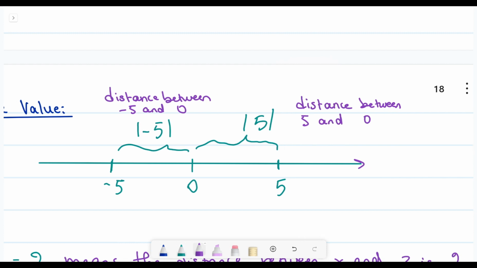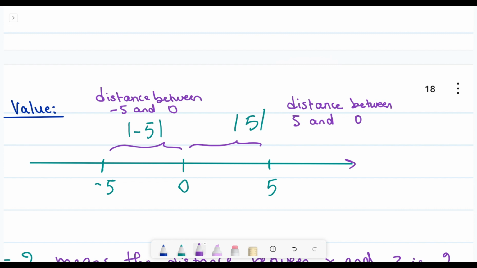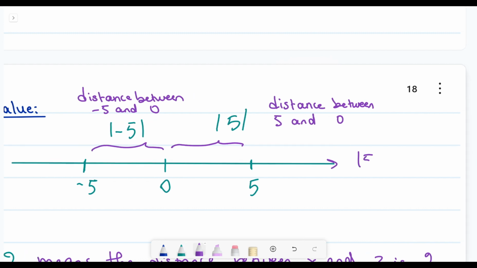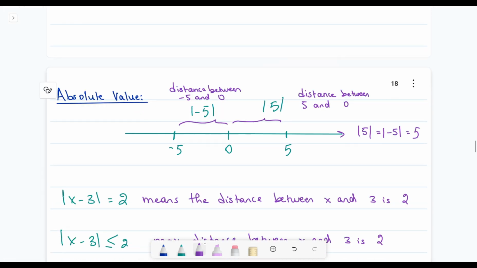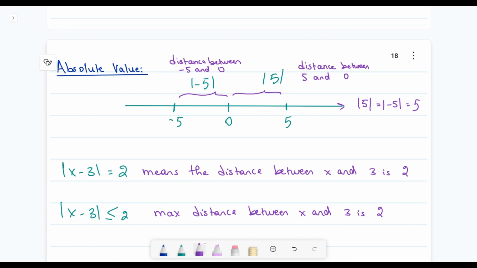And as you might notice, the distance between 5 and 0 and the distance between negative 5 and 0 are both equal, and they're equal to 5 units. So absolute value of 5 equals absolute value of negative 5, which is equal to 5. Now, if we're told that the absolute value of x minus 3 is 2, this means that the distance between x and 3 is 2.